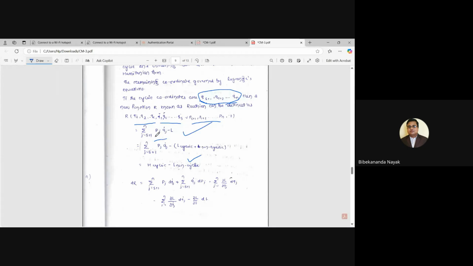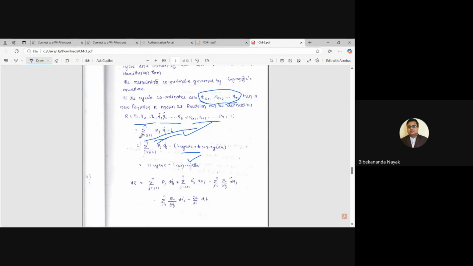This is the Hamiltonian formula, sum of Pj Qj dot minus L. Here L contains all 1 to n, but S plus 1 to n comes under Hamiltonian and the other part comes under Lagrangian. Pj Qj dot is cyclic, so it goes in the Hamiltonian, and the rest in the Lagrangian. Okay, so this is R. R is a function of this quantity Pj Qj dot minus L.